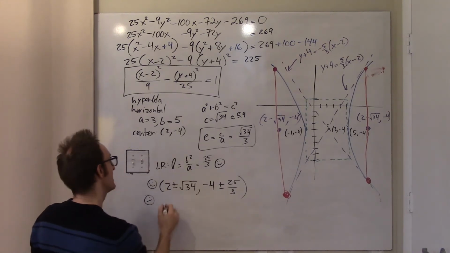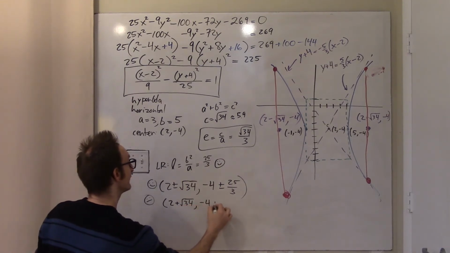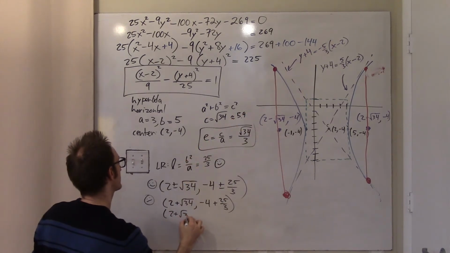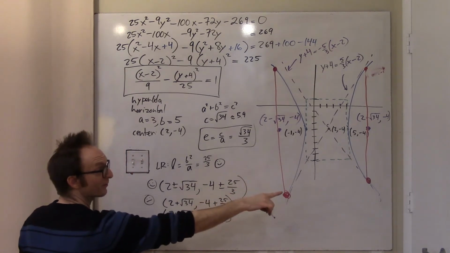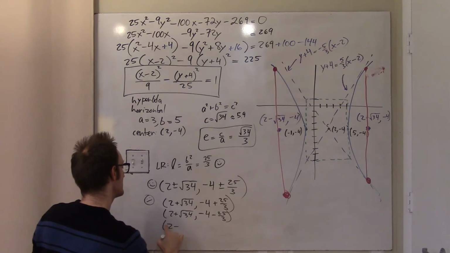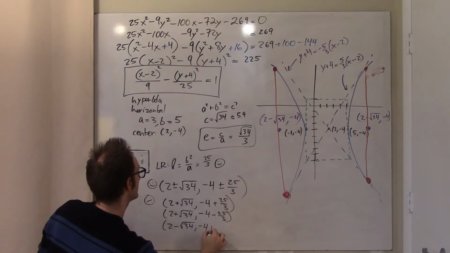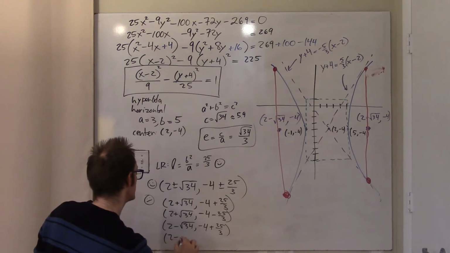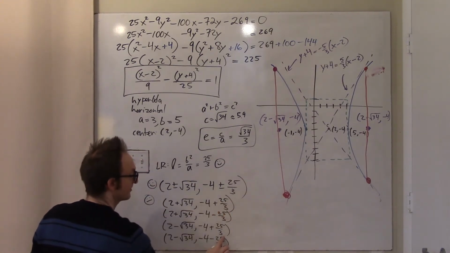points that I care about, and the 4 points are 2 plus root 34, comma, negative 4 plus 25 thirds. That's the point in the top right. Then there's 2 plus root 34, comma, negative 4 minus 25 thirds. That's the point in the bottom right. Then there's 2 minus root 34, comma, negative 4 plus 25 thirds. That's the red dot in the top left. And 2 minus root 34, comma, negative 4 minus 25 thirds. That's this point right here in the bottom left.